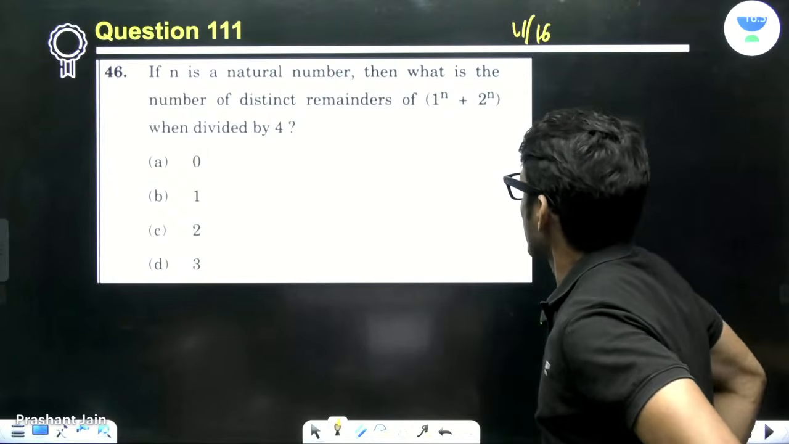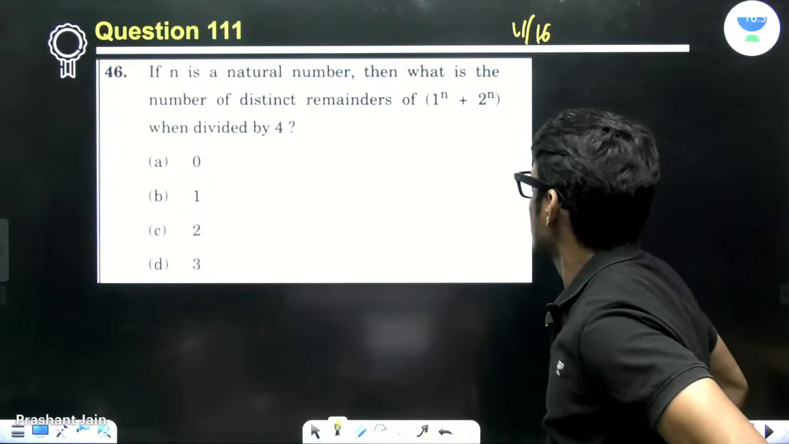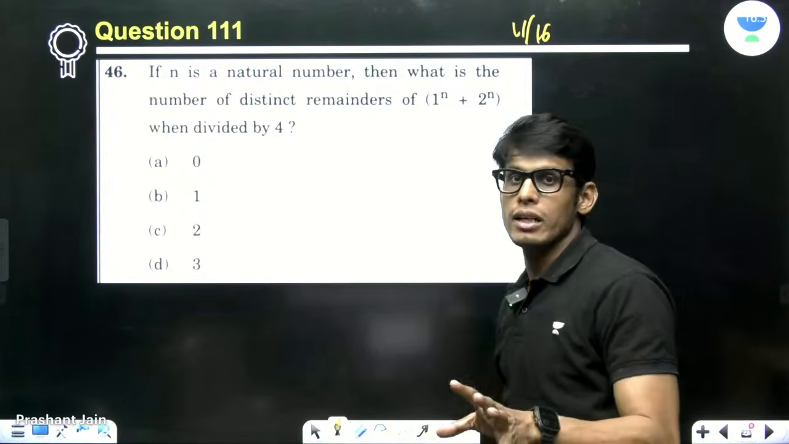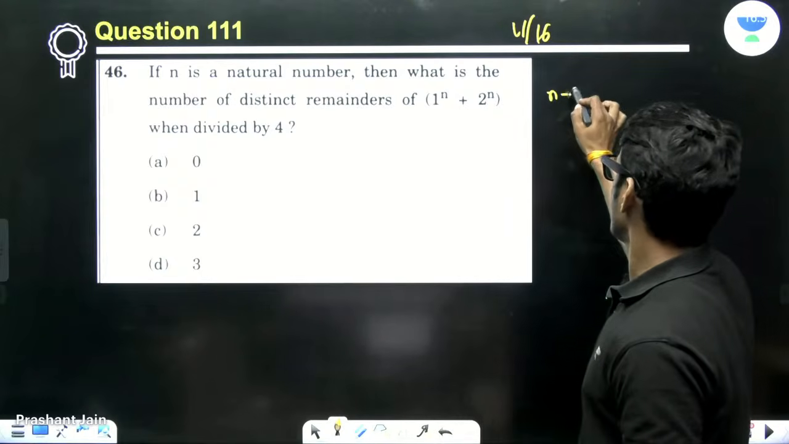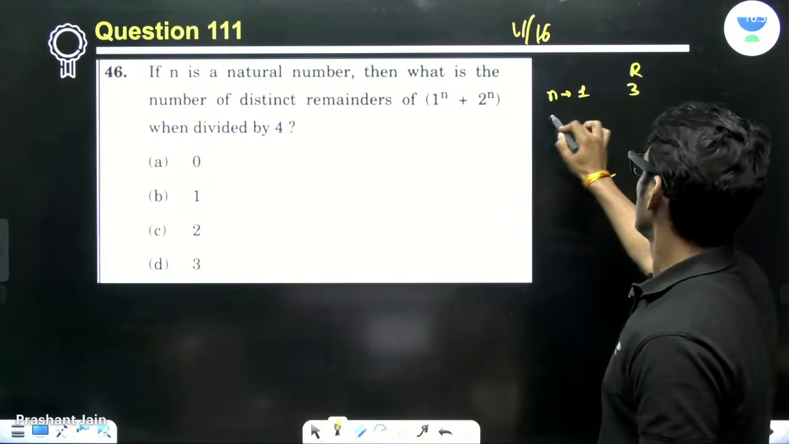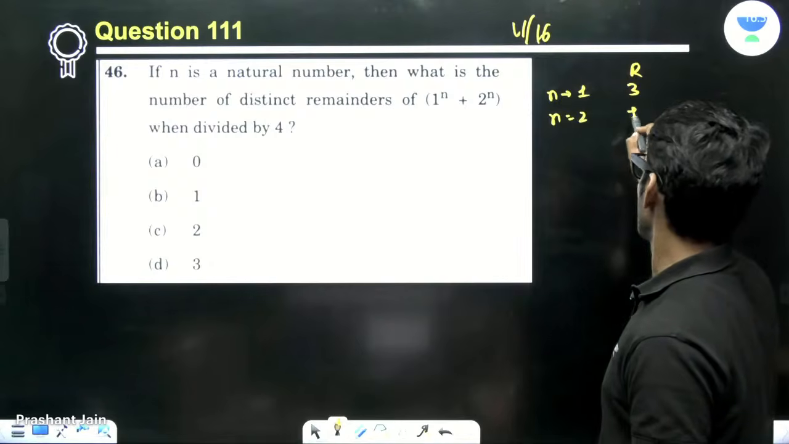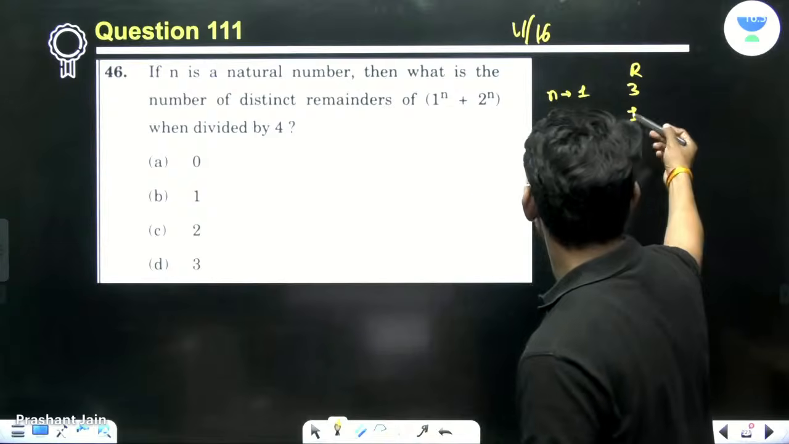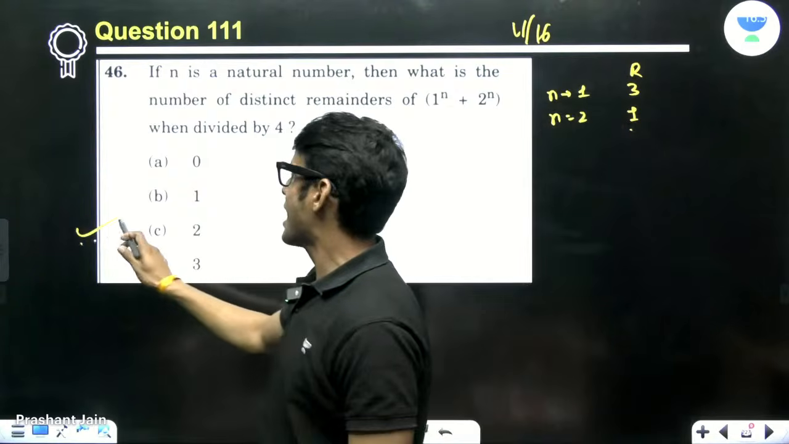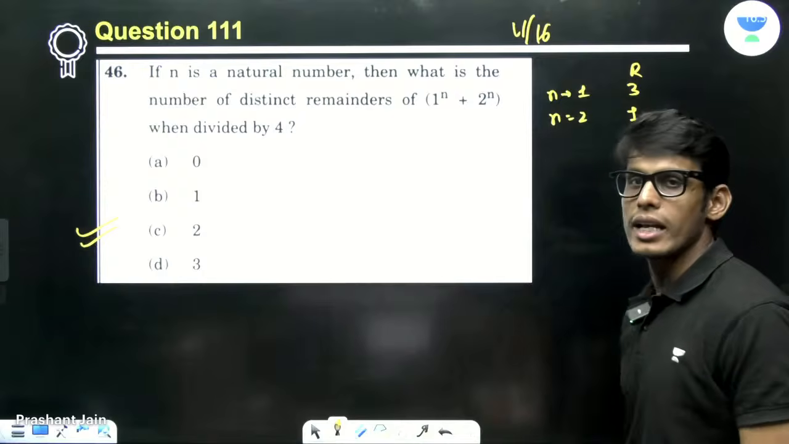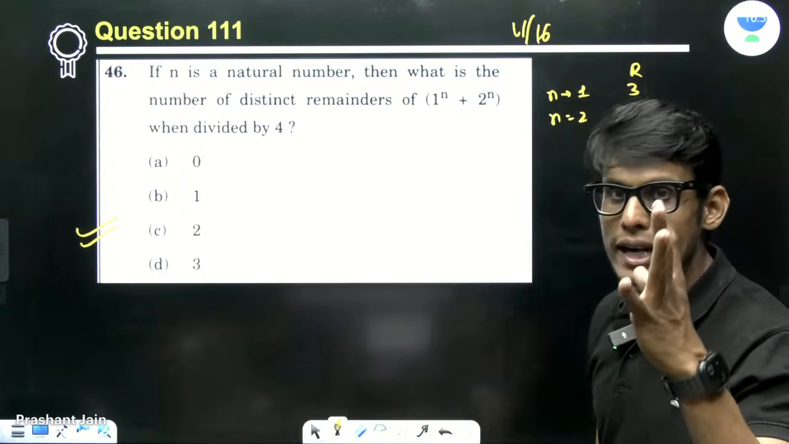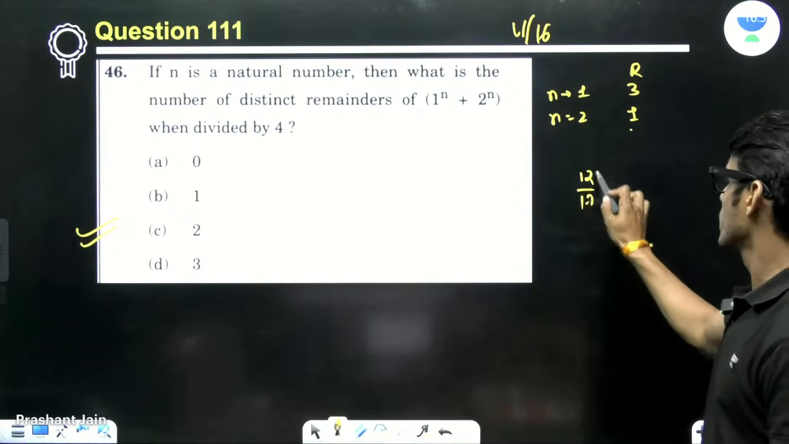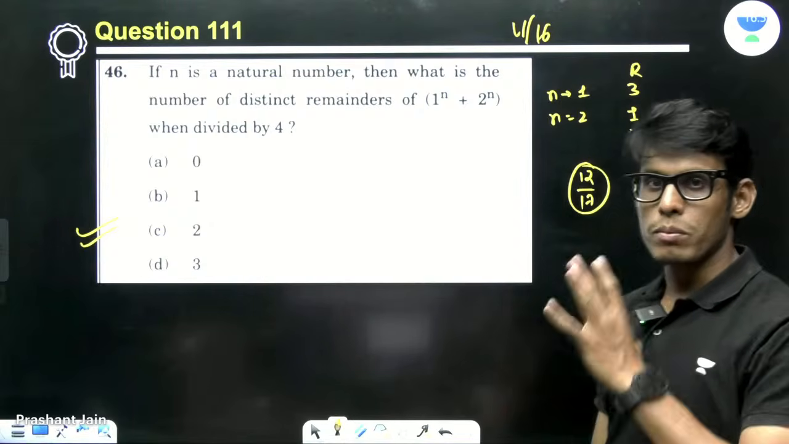If n is a natural number, then what is the number of distinct remainders of 1 to the power n? Oh man, just simply keep n equal to 1. 3 will be the remainder. N equal to 2, 1 will be the remainder. And it will always be odd. So the remainder will be 1 and 3. So 2. Highly doable. Right? So 12 out of 17. Single line problem, single line solution.